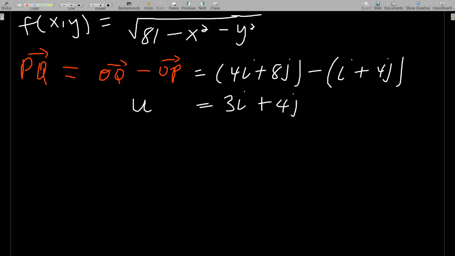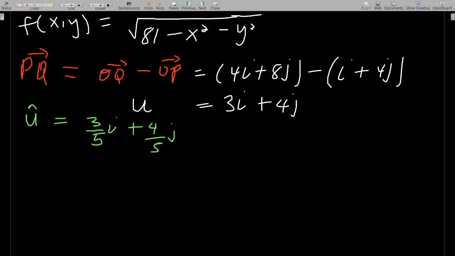And we'll need our u cap. Very simple, it's the unit vector along this. It's 3/5 i plus 4/5 j. I mean, find the unit vector of this, and I know you know how to find the unit vector. So that is our u cap.